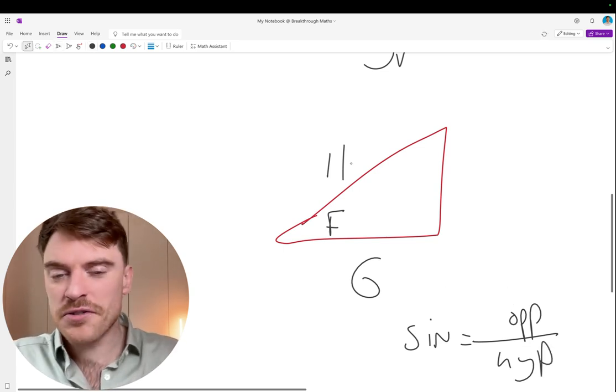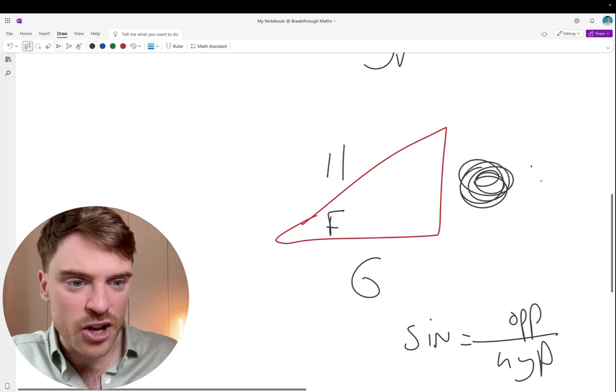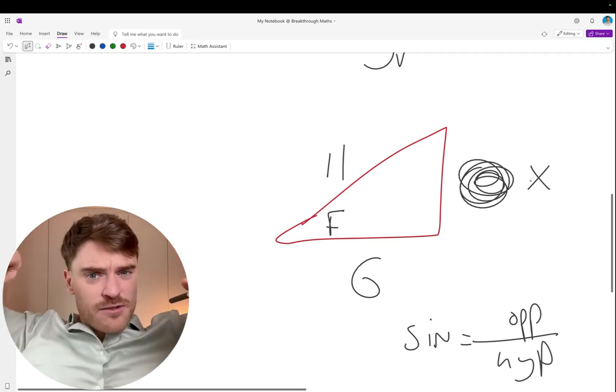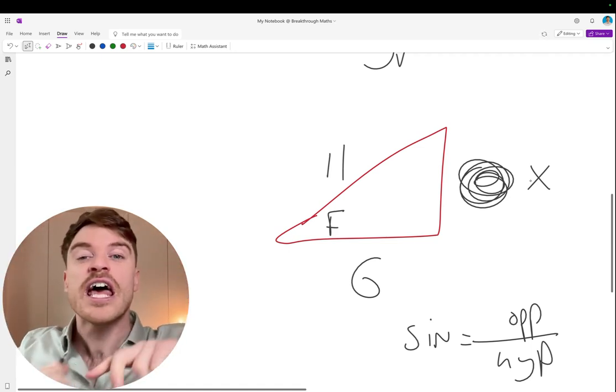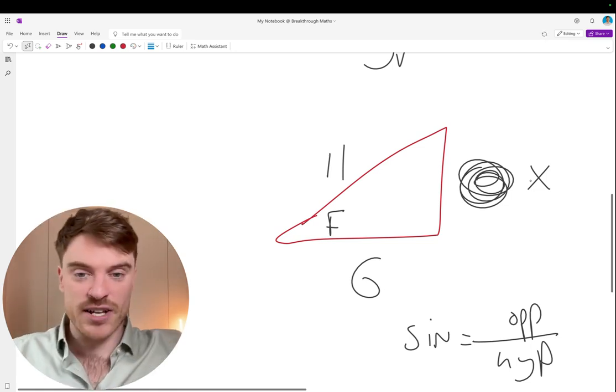So how would we do this now? You're essentially looking for the opposite because we don't know the opposite. We can call this x. What would you do now? Think. You have two sides. You're looking for one. Think of Pythagoras. Yes, well done.